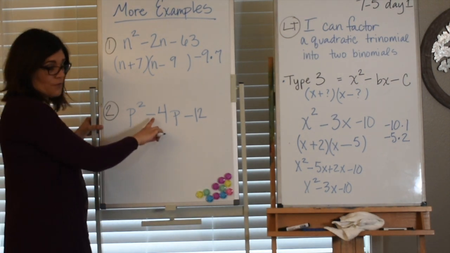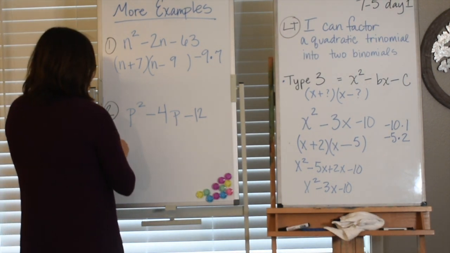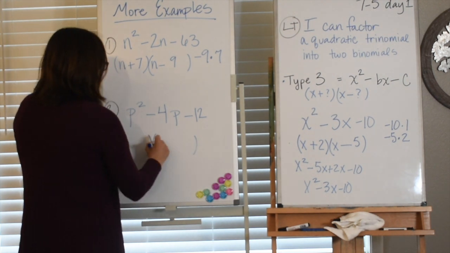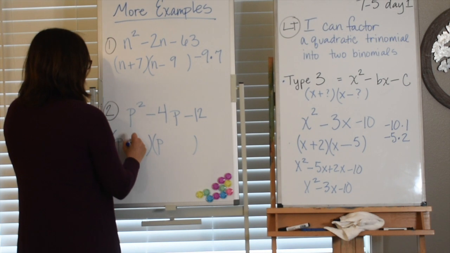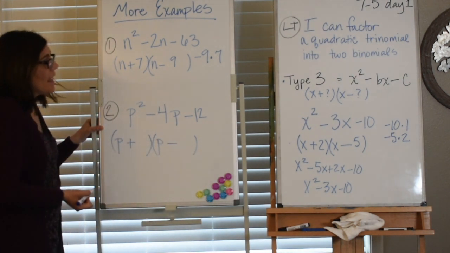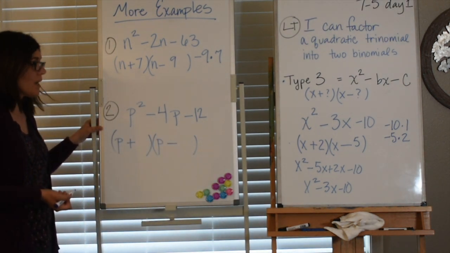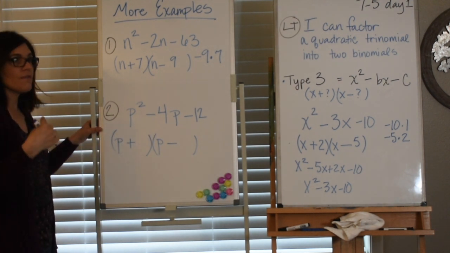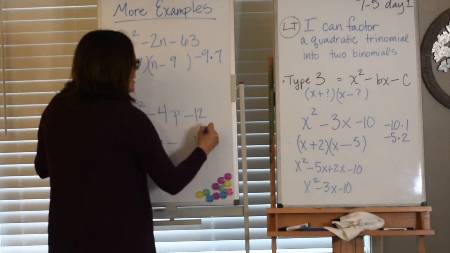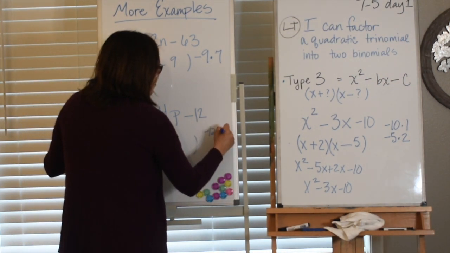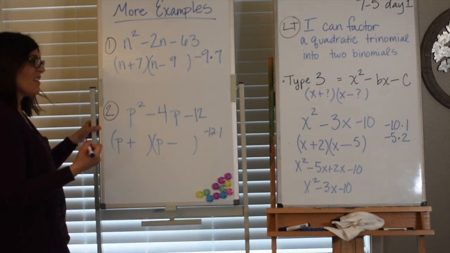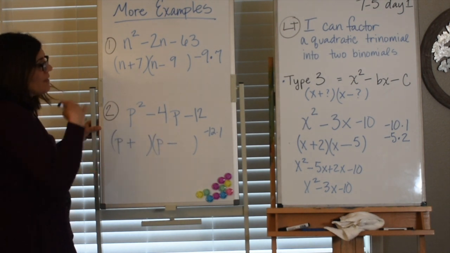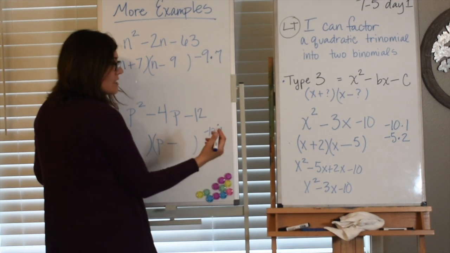P squared minus 4p minus 12. I know I'm going to set my binomials up like this. I know I have a plus something and a minus something. Now I'm going to start going through my factor pairs. The middle term is negative, so that means the larger factor needs to be negative. So negative 12 times 1 is negative 12, but when I add those together, I get negative 11, and that's not correct here. Then I'm going to go to my next factor pair of 6 and 2.